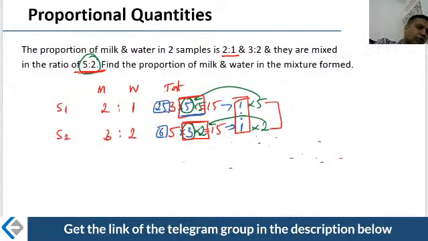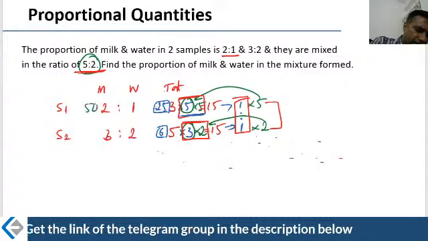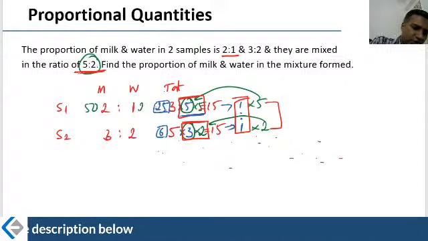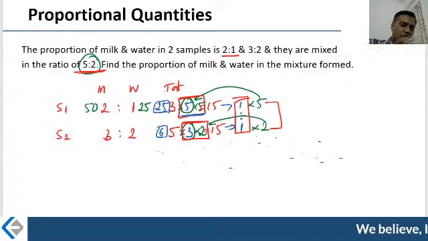All right, let us write for the milk and water. 25 into 2, 50. Let us write in front of this. 25 into 2, 50. Hey, what is 25 into 1? 25. Great. That's the milk and water in the first solution.